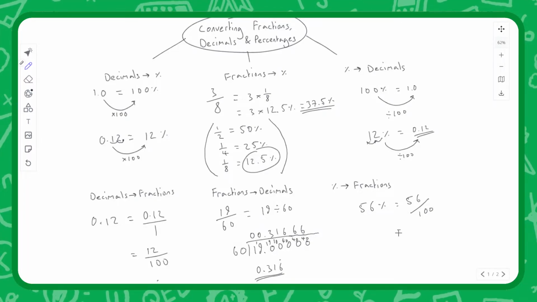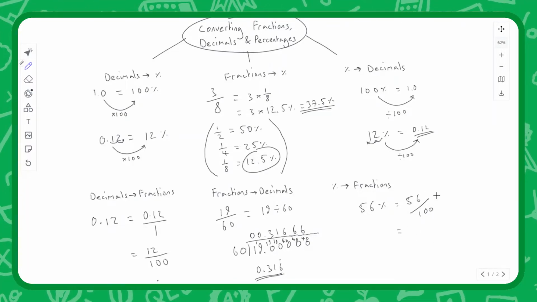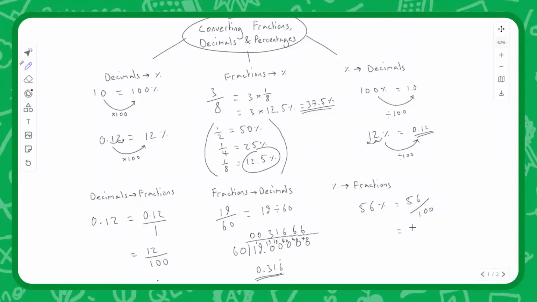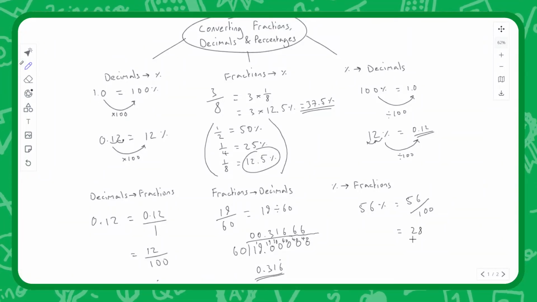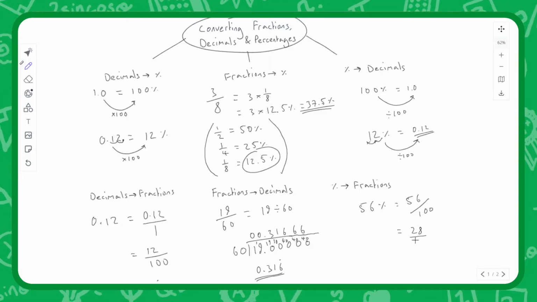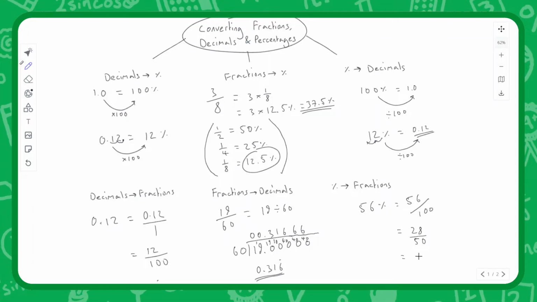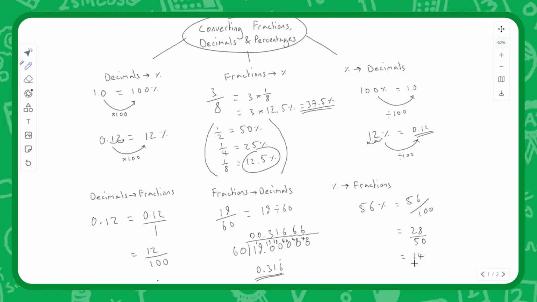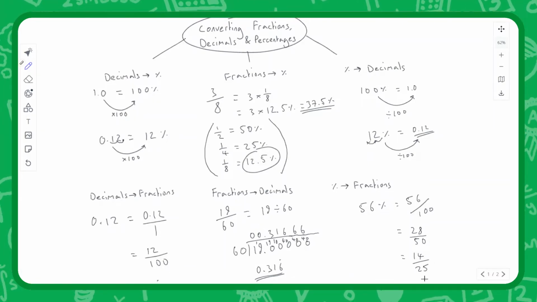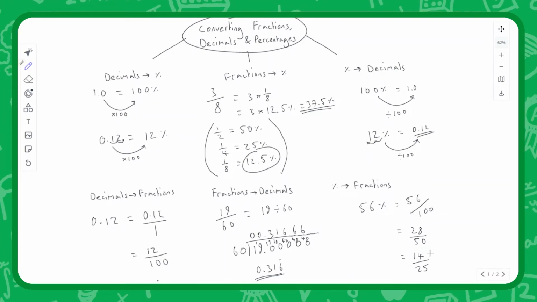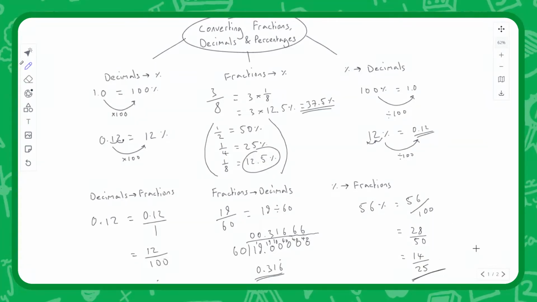But we can probably simplify this down. We've got a common factor, I can see, of 2 in the top and the bottom. So I could write this as 28 over 50. I could write this, again, common factor of 2. This is going to be 14 over 25. And I think that's as far as I can go. There's not any more common factors.